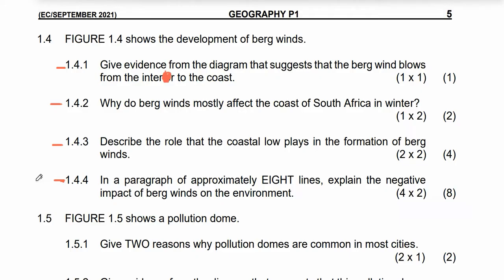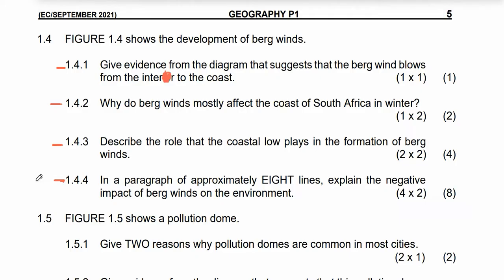Another thing you can say is that these strong winds are going to increase soil erosion, meaning that the topsoil will be eroded. As well, you know that the temperature of these berg winds is very high, meaning that they will decrease the moisture content in the soil. That's the reason the land is not arable, meaning we are unable to plant our crops on farms during the winter season, because the moisture content in the soil is decreased.